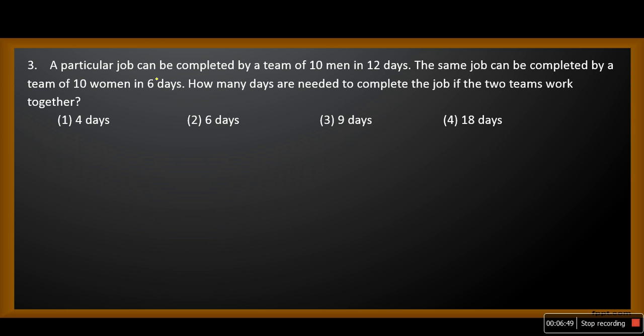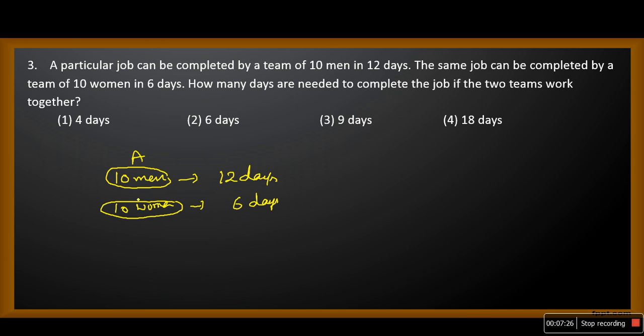Now a particular job can be completed by a team of 10 men in 12 days. The same job can be completed by a team of 10 women in 6 days. Now how many days are needed to complete the job if the 2 teams work together? I will consider the 10 men as team A, and the 10 women as team B. A can do the work in 12 days and B can do the work in 6 days.